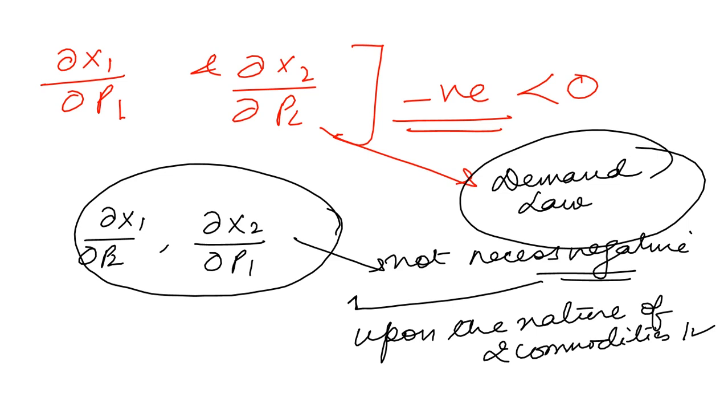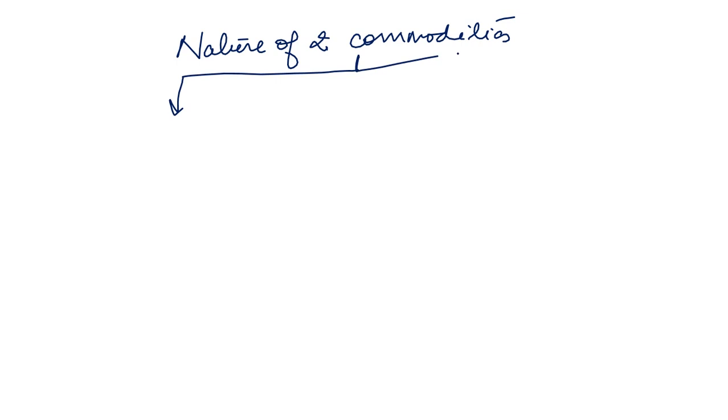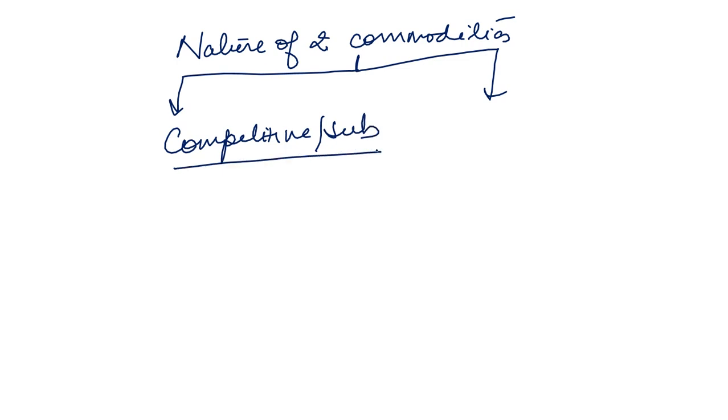So what is the intuition behind it? What do I mean by the nature of the two commodities? Commodities can be competitive or substitutes, using the same term interchangeably, or the goods can be complementary.